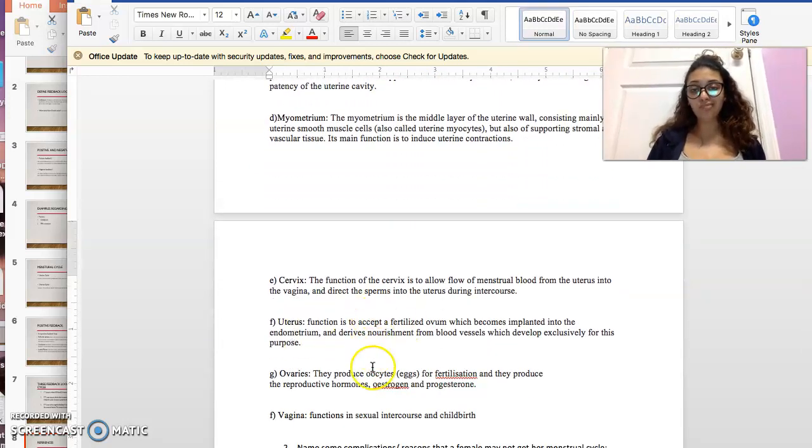I'm just going to say 2 over here. The uterus's function is to accept a fertilized ovum, which becomes implanted into the endometrium and derives nourishment from the blood vessels, which develop exclusively for this purpose. The ovaries produce oocytes, which are also known as eggs, for fertilization, and they produce the reproductive hormones estrogen and progesterone. Sorry, I'm just going to fix some spelling here.